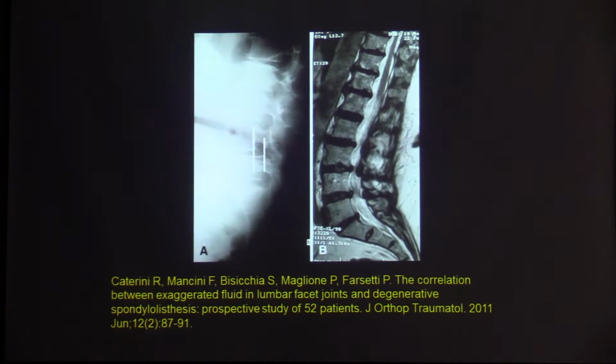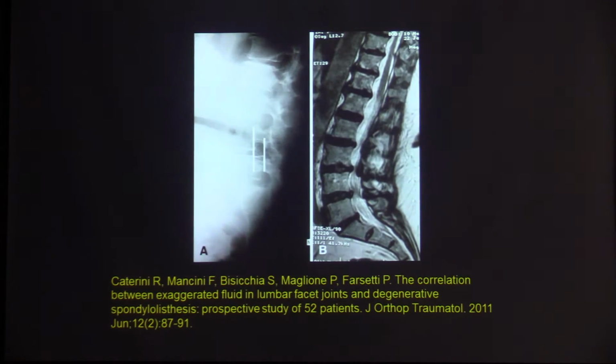And this has been shown with an Italian study and other studies, if you look at those motion segments that have this widened facet joint. At our place we do a lot of X-rays. We have 50 X-ray rooms. We do 1,000 X-rays a day, and a lot of them are spine X-rays. And we always do them upright loaded.